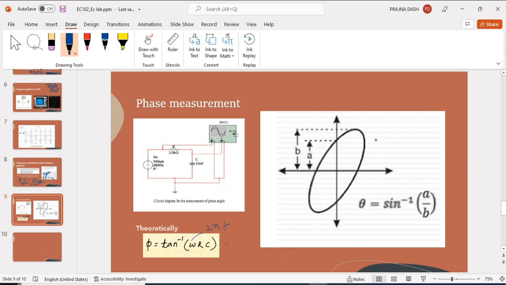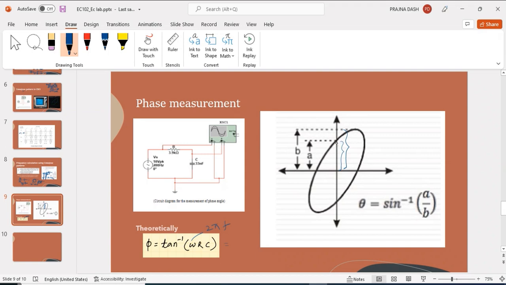So practically, when you get the Lissajous pattern, here we have to consider the same frequency for both signals. If both signals have the same frequency, we will get this elliptical structure. It only has some phase difference. So from that you can take these two distances, where theta is equal to sine inverse A by B. This will give you the phase difference.